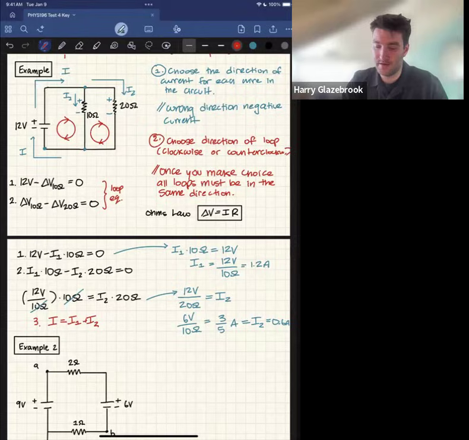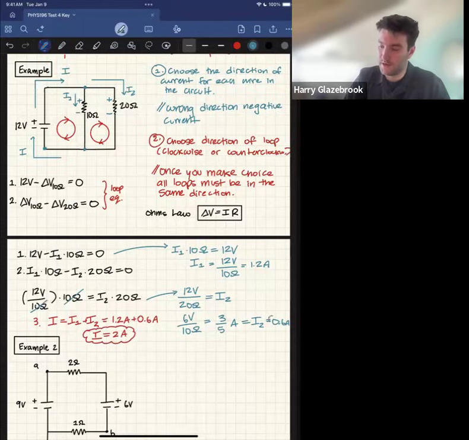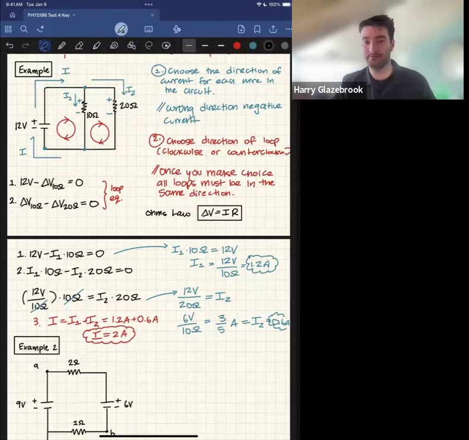And if I add them together, I'll get my big current I. So that's just 1.2 amps for I1 plus 0.6 amps for I2. So that means my big current I is 2 amps. Cool. So I got all my currents here. And if that's what the problem asks for, we got it.